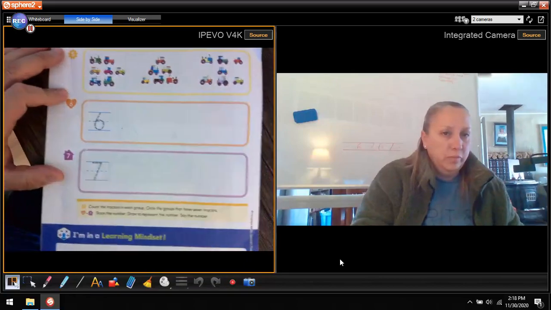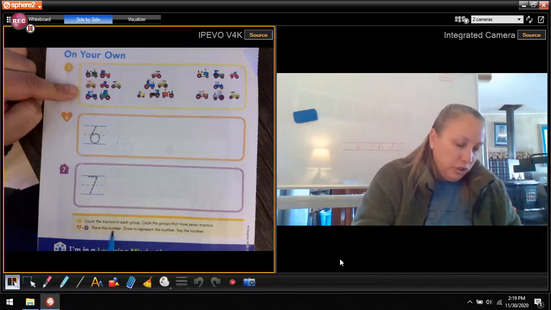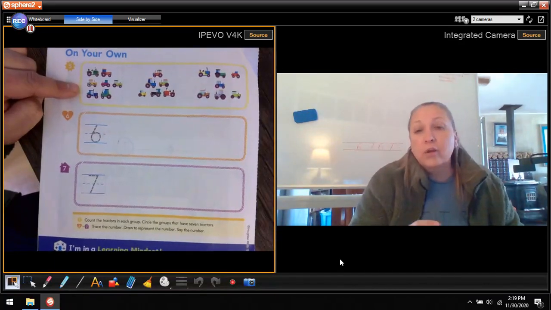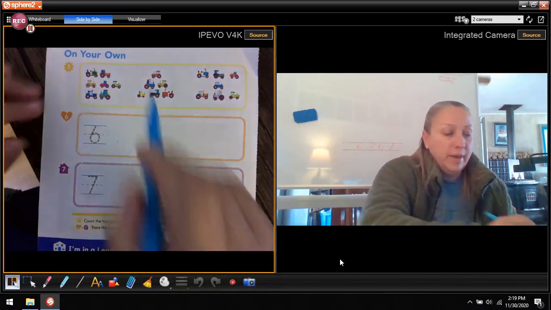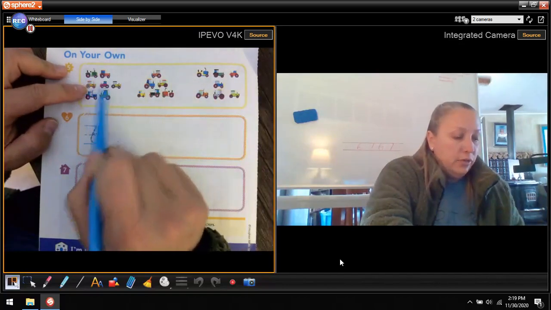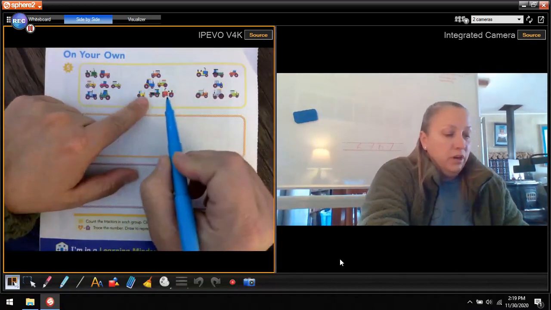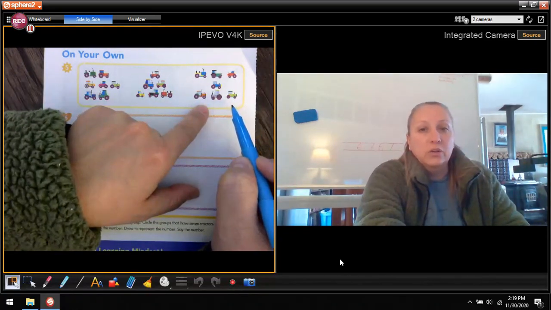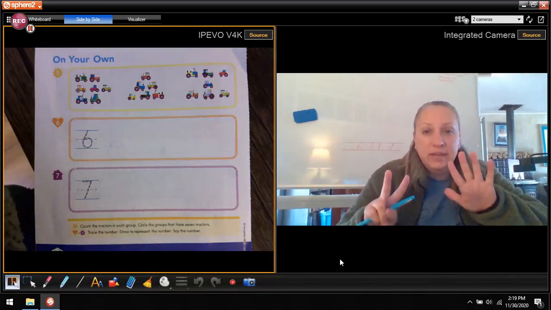This side you're going to do on your own, but I will read you the instructions, okay? All right, look at number 5. It says, count the tractors in each group. Circle the groups that have 7 tractors. Now it said groups. There may be more than one group that has 7 tractors. So make sure you look at all of them and count each group, okay? If there are 7 tractors in a group, you're going to circle it. But you're only going to circle the groups that have 7 in it, okay?